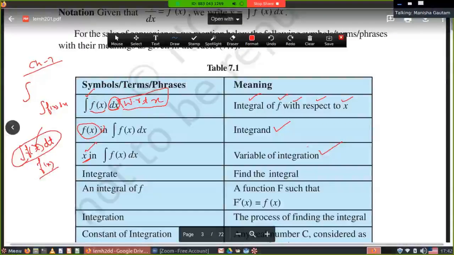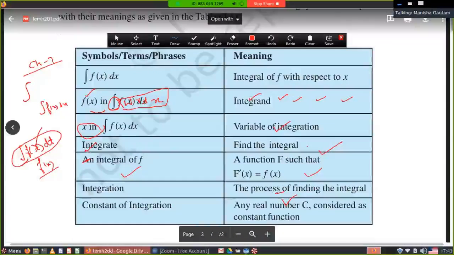Now when I write in the question, integrate the function, what is the meaning of this? Integrate means find the integral. And next is an integral of f. An integral of f means a function capital F such that F dash x is equal to f(x). It means the antiderivative of the function is written.